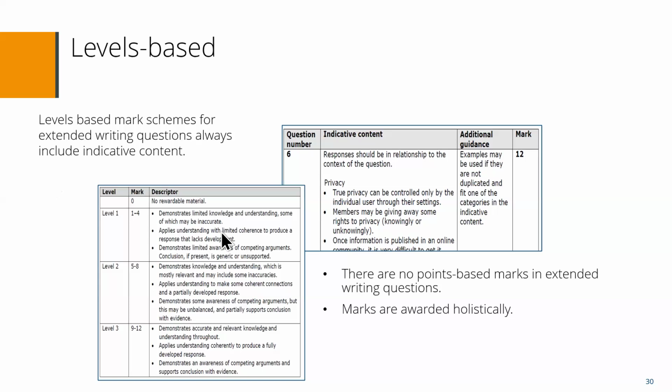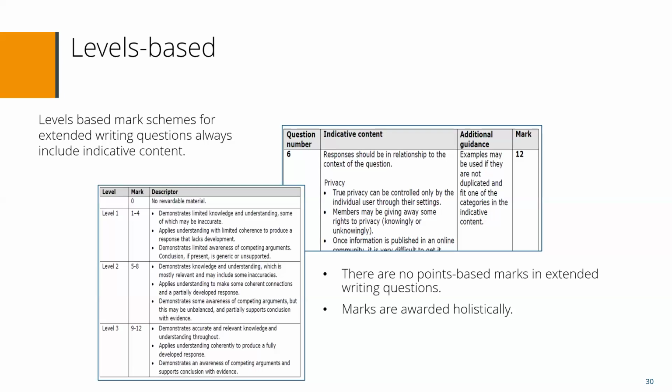Now we move to the level descriptors. The first and most important thing to understand is the descriptors are for the top mark in that level. Descriptors are for the top mark. So level 1, those descriptors are for 4 marks. Level 2, those descriptors are for 8 marks. And level 3, those descriptors are for 12 marks. So we would be expecting something less than those descriptors for the lower marks in that level.